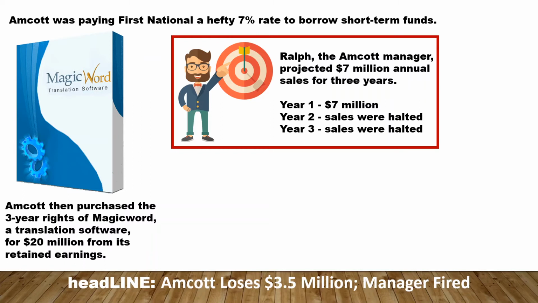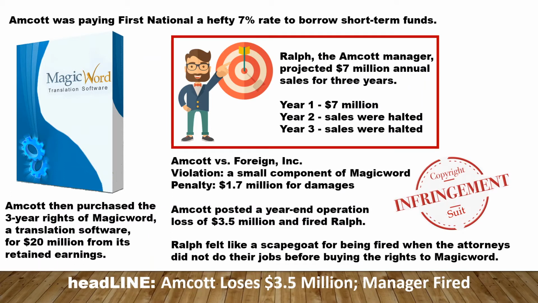Year 1 achieved the 7 million target sales, while in years 2 and 3, the sales were halted. This was because Amcot lost the copyright infringement suit filed by Foreign Incorporated due to the violation of a small component of Magic Word and paid $1.7 million for damages. Amcot posted a year-end operation loss of $3.5 million and fired Ralph.